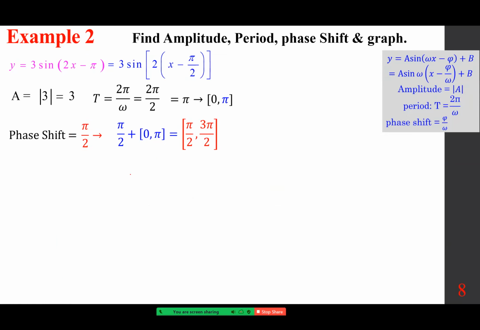Again, this means the beginning to the end of one period. If there is no phase shift, as a result of the phase shift, this is moving to the right. Let's say it was plus, it would move to the left. That means you would subtract. So from pi over 2 to 3 pi over 2, and this is the part we are going to cut into 4 equal pieces.